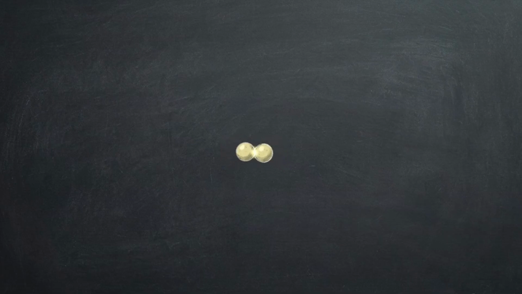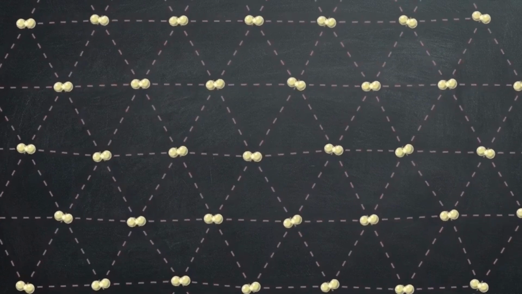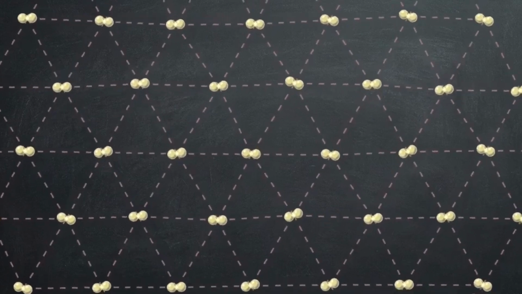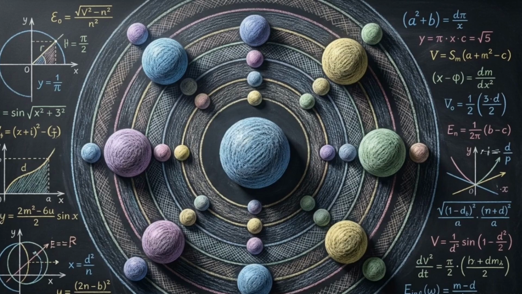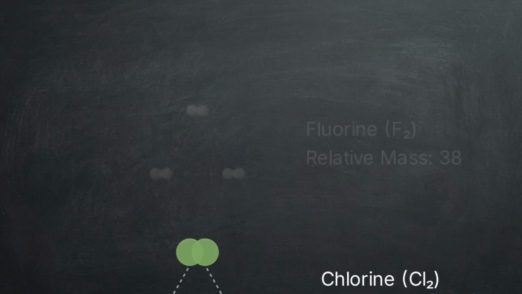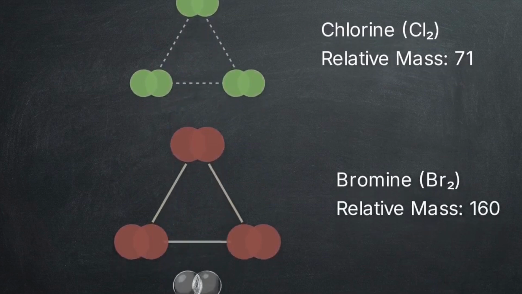When we scale up to bulk matter, we must examine the interactions between thousands of these identical pairs. These molecules are held together by intermolecular forces, invisible tethers that create friction and attraction between separate units. As you move from fluorine down to iodine, each subsequent element adds an entire new shell of electrons. With every added shell, the atomic radius expands, and the relative formula mass of the molecule increases. This increase in mass and size directly determines the strength of the intermolecular forces.